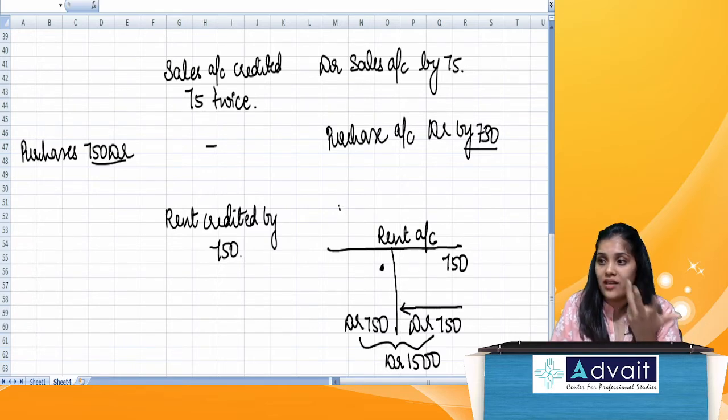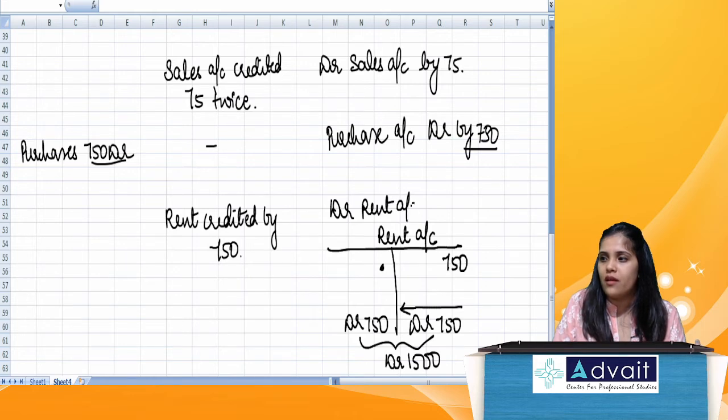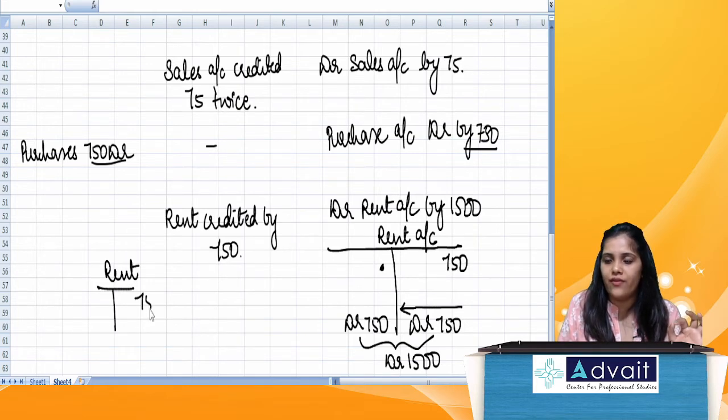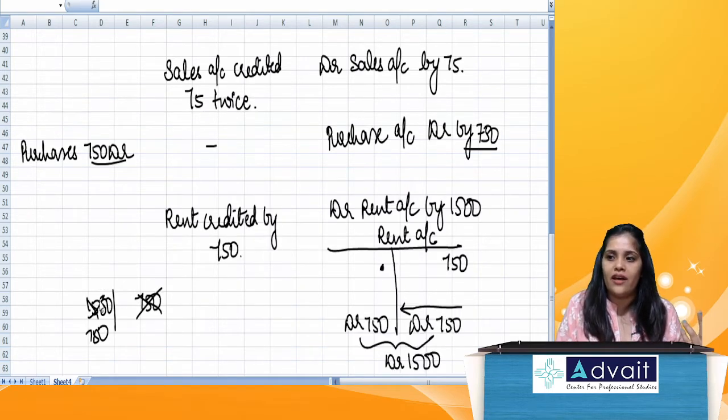So how do we rectify? Yes, very good. Debit rent account by 1500. See, if you see logically, now if you see rent 750 here, 1500 here, so the net effect of this will be 750 here. So correct answer. So your error is rectified.